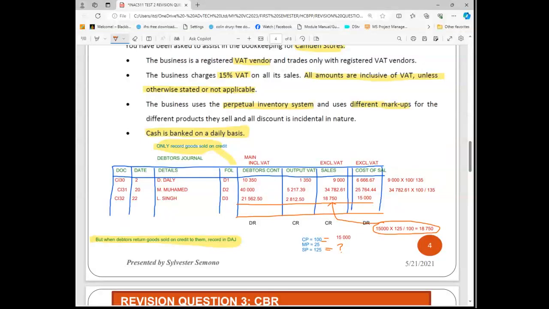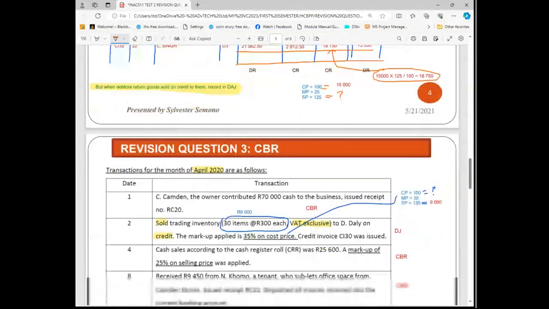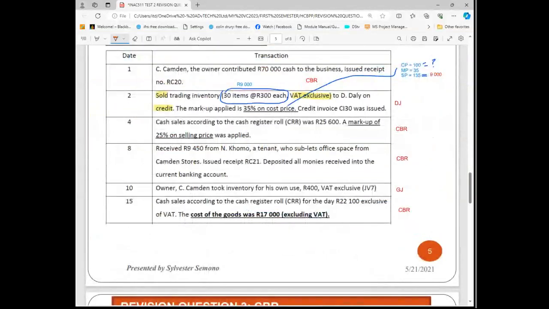Do you understand the relationship between the debtors journal and the debtors allowances journal? Yes, sir, I do understand. Now, let's talk about the creditors journal and the creditors allowances.